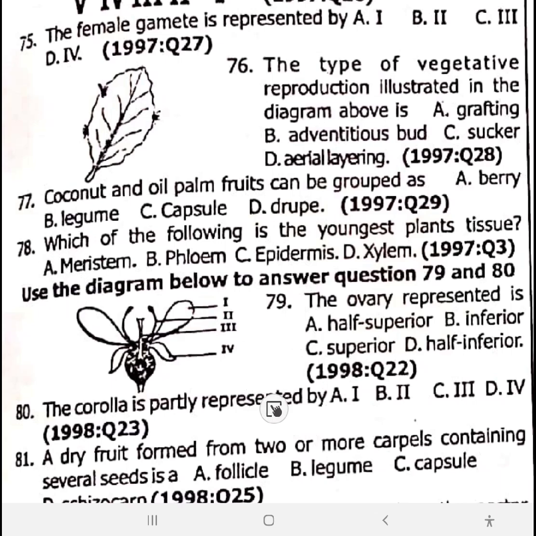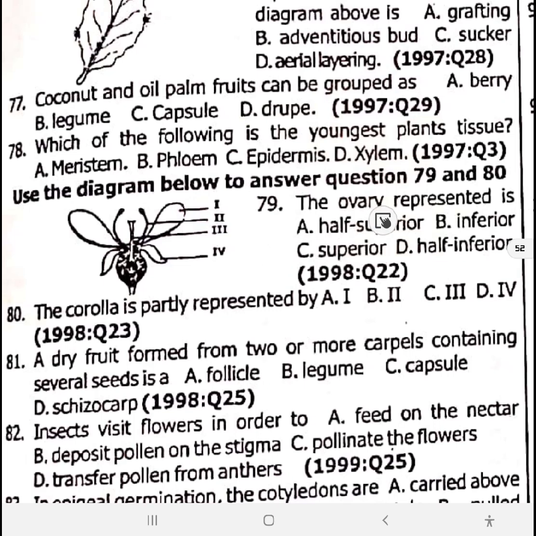79 to 80. The ovary represented is here. This is a diagram now. The ovary represented, how do you know? Check where. It is inferior. See, it's inside. Ovary is inferior. So you get your ovary inside, it is inferior. 79 is option B. 80.